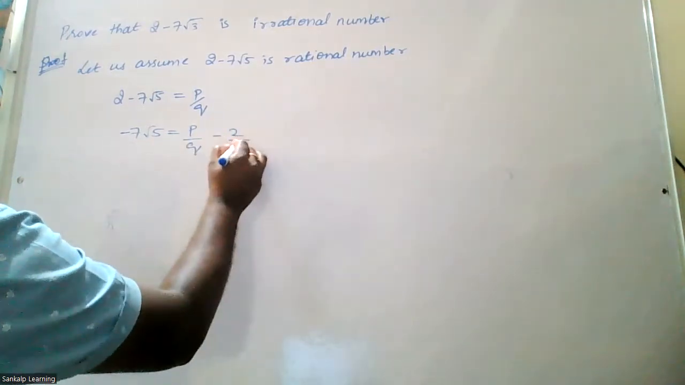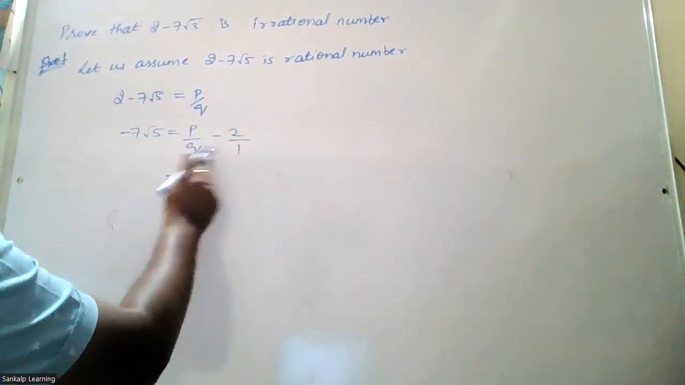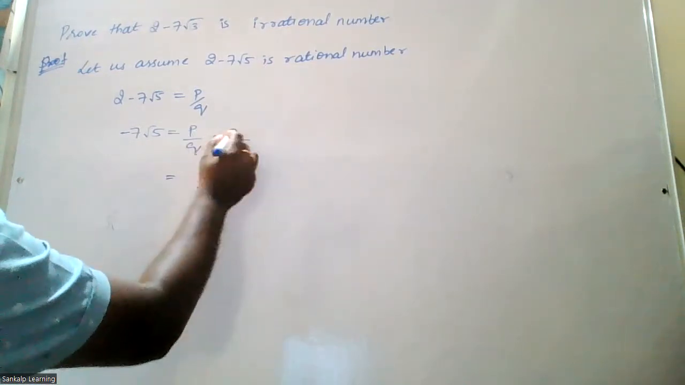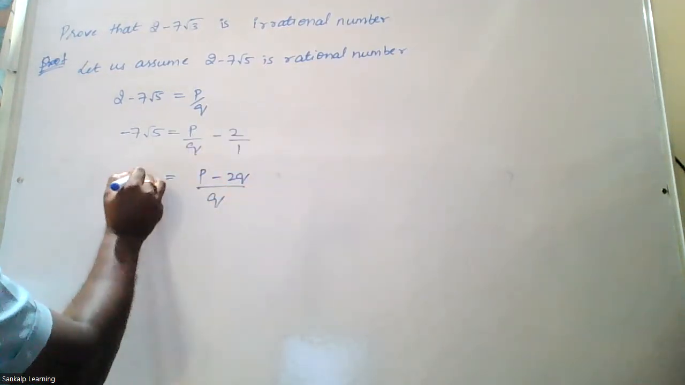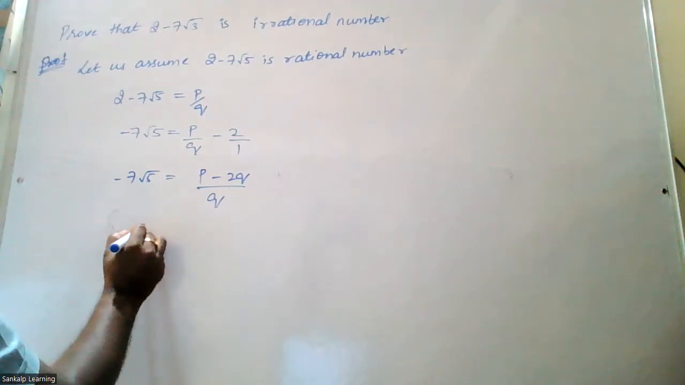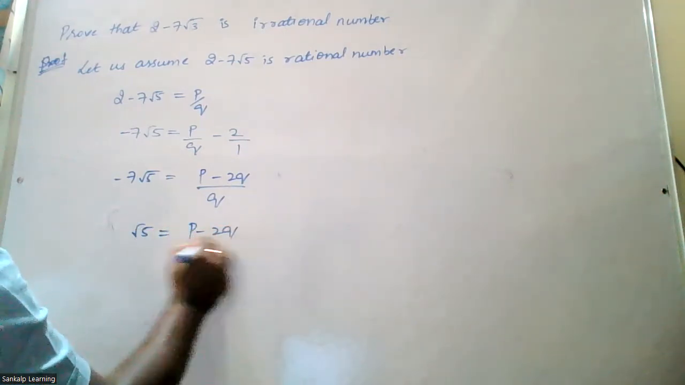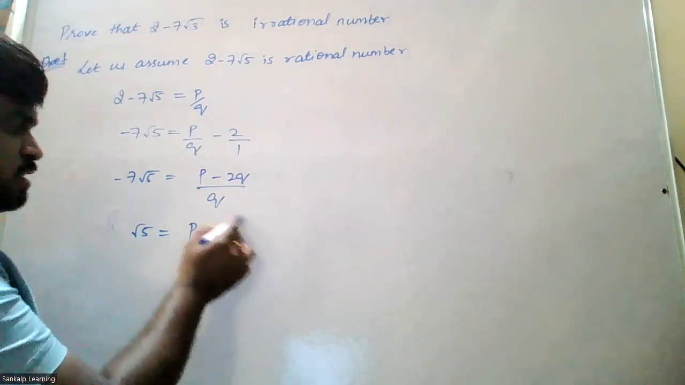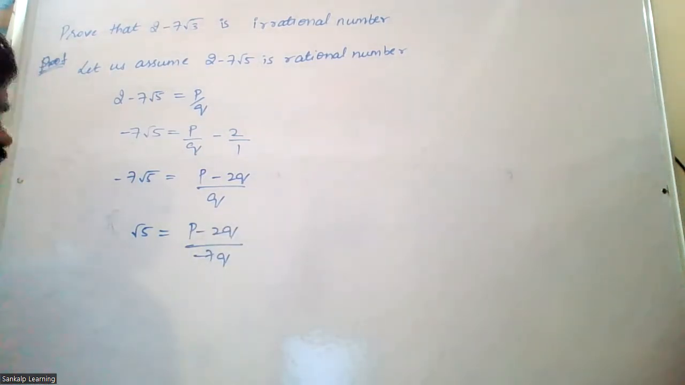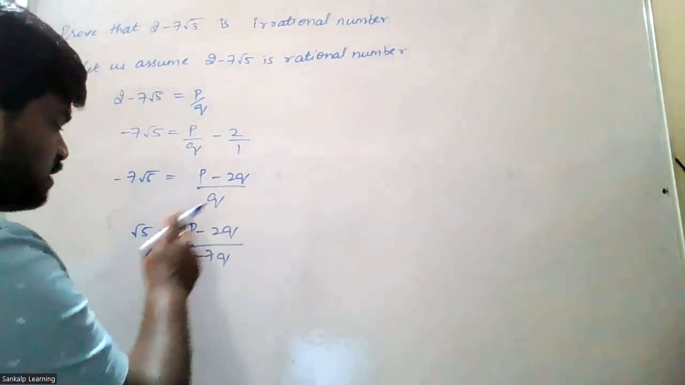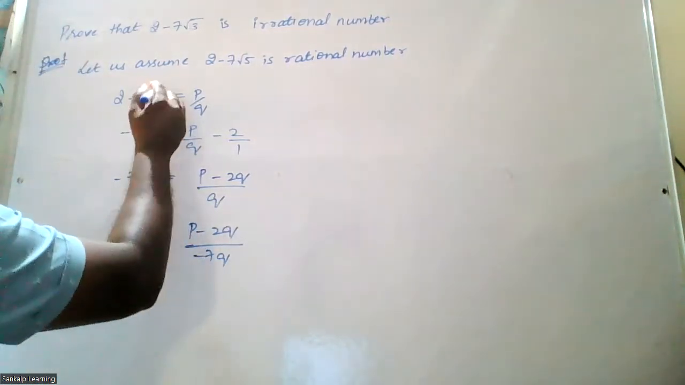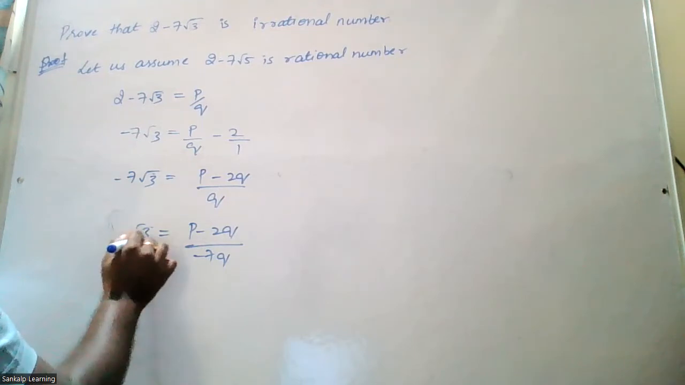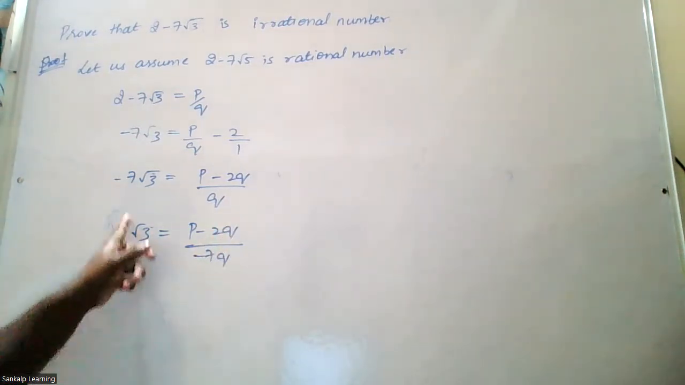Minus 2. 2 can be written as 2 by 1. How to take LCM? Or the shortcut: q into 1 is q, p into 1 is p, minus 2 into q is 2q. Minus 7 root 3. Therefore, root 3 is equal to (p minus 2q) divided by minus 7, getting this minus 7 in the denominator. Again, same logic. This is an integer. The below thing is also an integer. Integer by integer is a rational number. This is rational. I'm sorry, this is root 3, right? Doesn't matter. So this is rational, whereas root 3 is irrational.